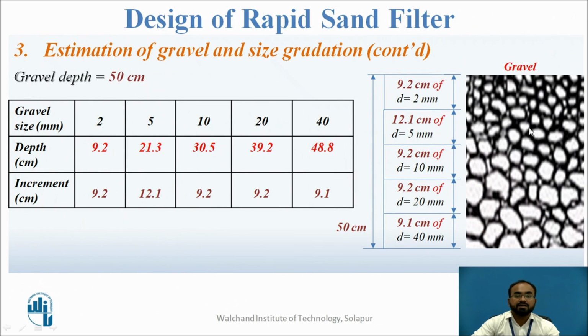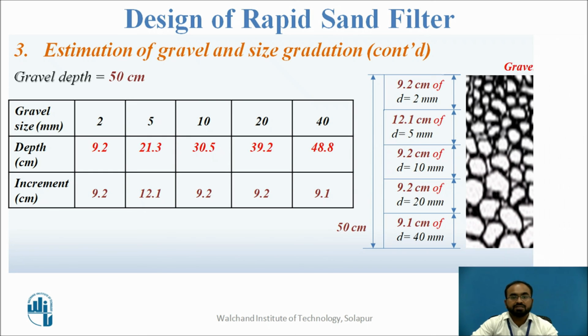So you can see here on the right side, for the variation of diameters of gravel, the depth is changing. And what is the final amount of depth which is coming? That is 48.8. So that is my absolute value. So I will fix the depth of gravel to be 50 centimeters. That is the final value. You can see here, I will keep the depth of gravel to be 50 centimeters. That will be my final value of depth of gravel below the sand.